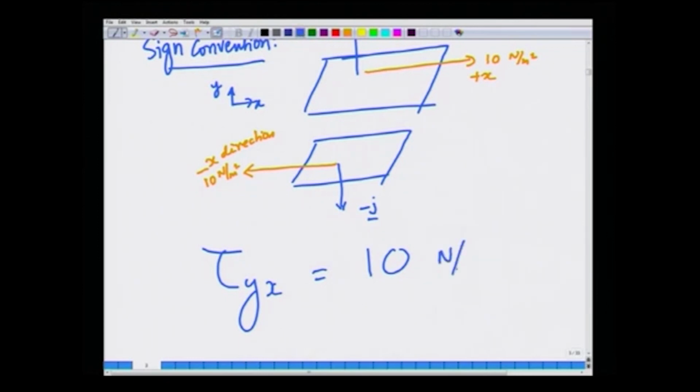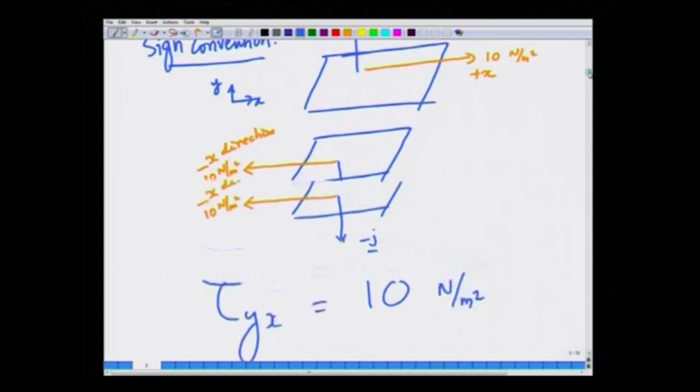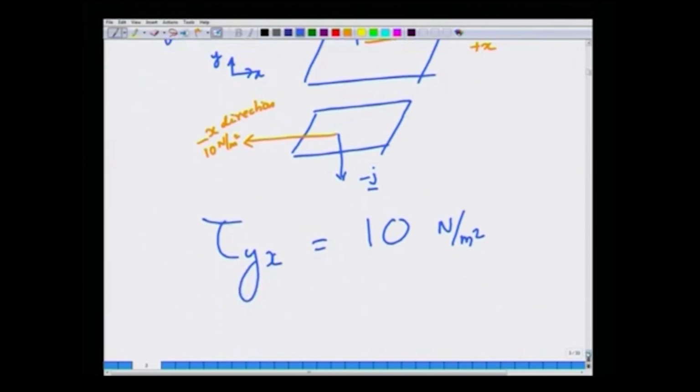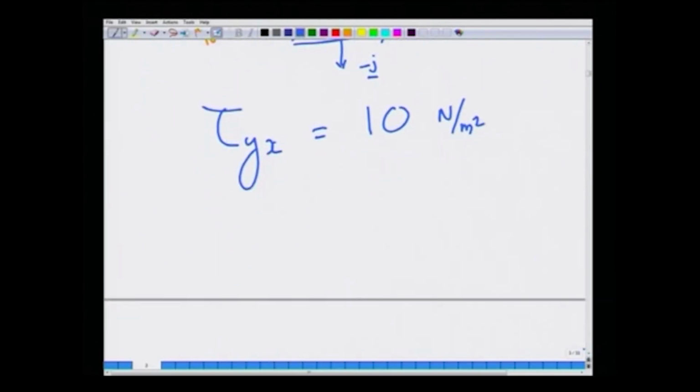it could either mean that a force of 10 Newton per meter squared is acting in the plus x direction on a surface whose unit normal is in the plus y direction, or a force of 10 Newton per meter squared is acting in the minus x direction on a surface whose unit normal is in the minus y direction. Okay. So, that is the meaning of positive stress values.